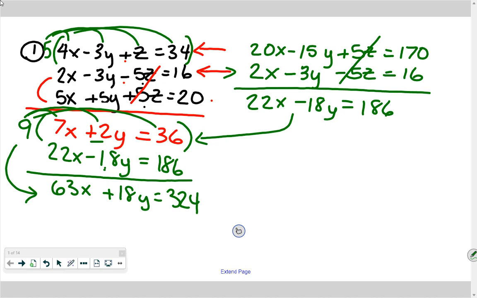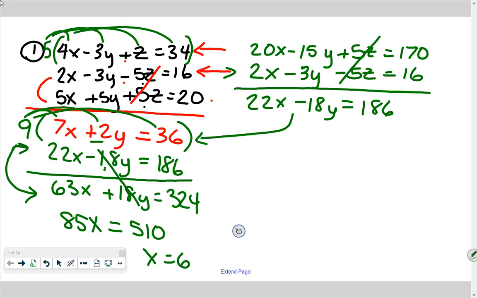So I'm not looking at the red one anymore. Now I'm looking at these two. The y's cancel. Now I've got 22x plus 63x, which would give me 85x, and then the 186 plus the 324 gives me 510. Then I would divide, and x would be equal to 6.